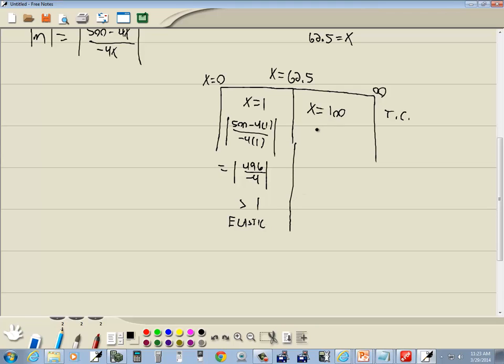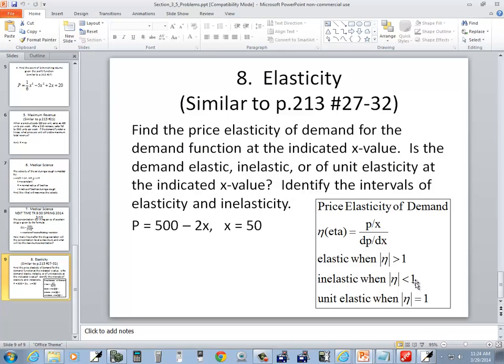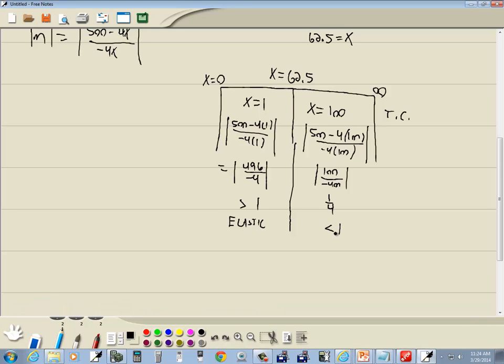Over here, if I put 100 in, I'm going to have the absolute value of 500 minus 4 times 100 over negative 4 times 100. Again, we're plugging that into the absolute value of eta. 4 times 100 is 400, and 500 minus 400 is 100. So we've got the absolute value of 100 over negative 400, which gives us negative 1/4. The absolute value of negative 1/4 is a positive 1/4, which is less than 1. So this interval is inelastic.